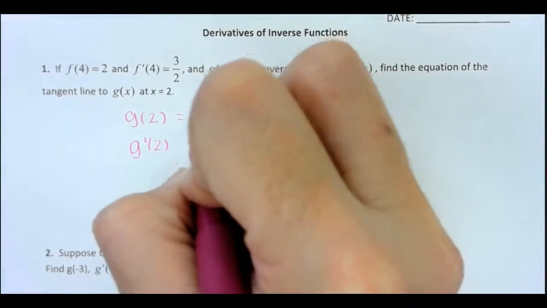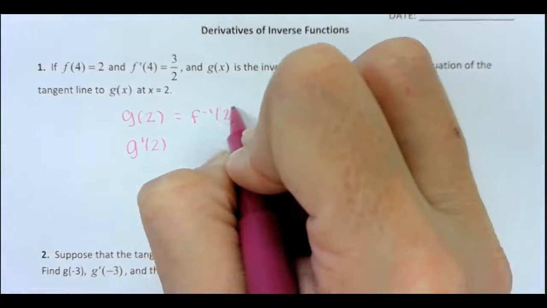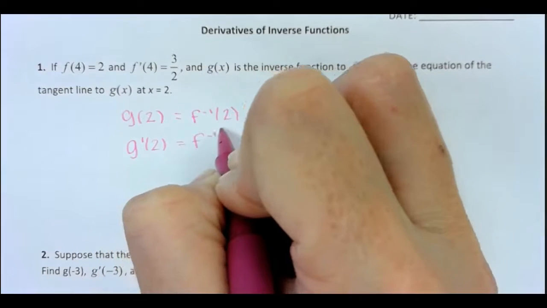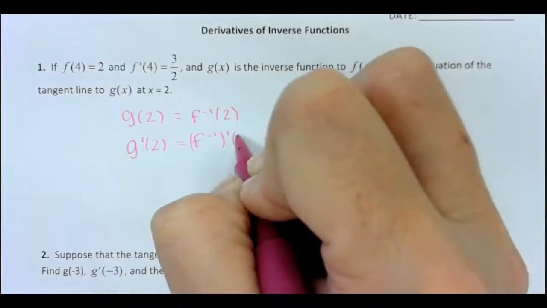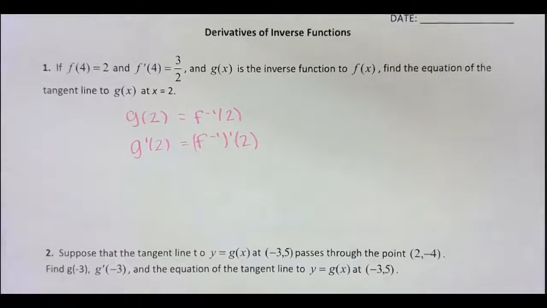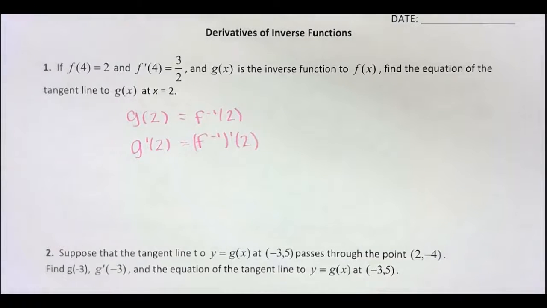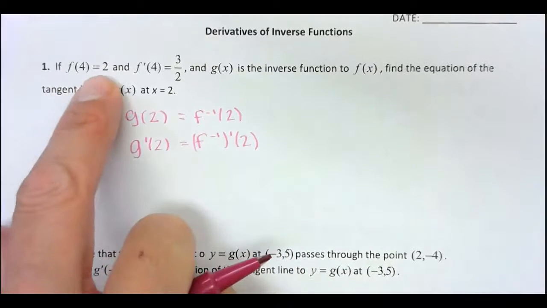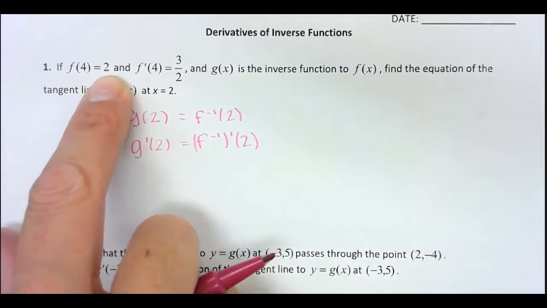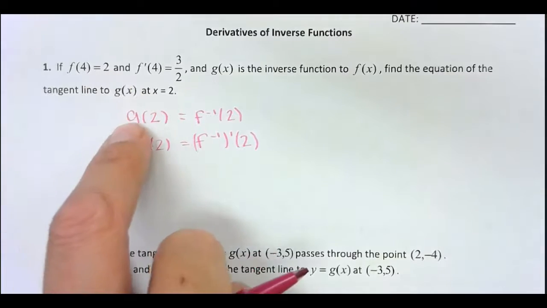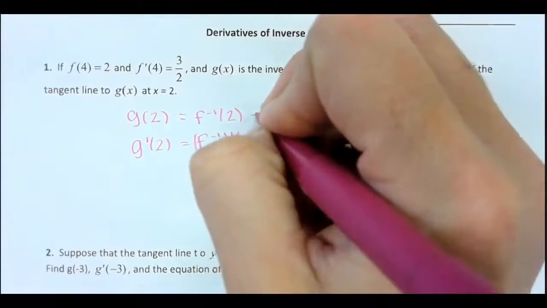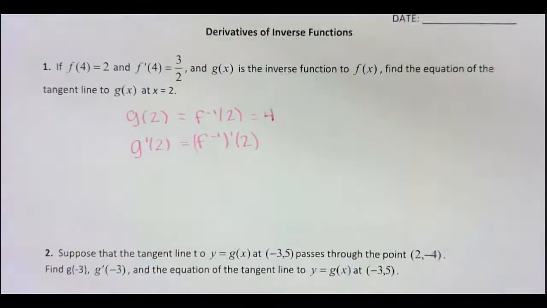where g of 2 and g prime of 2 represent the inverse of f at 2. So g of 2, or f inverse of 2, is like when f of blank equals 2. So that means that g of 2 is equal to 4.